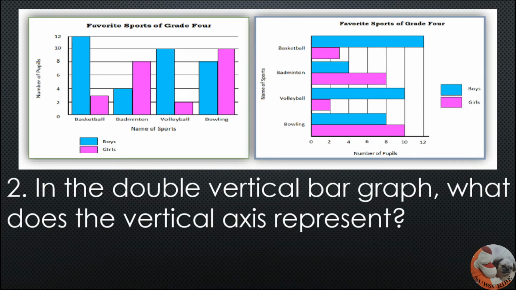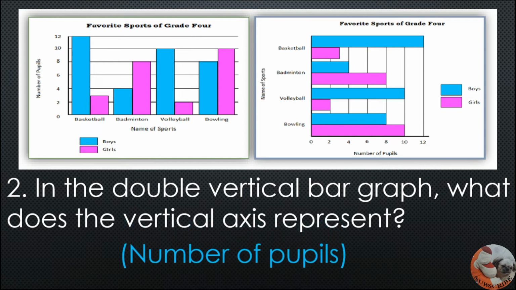Number 2. In the double vertical bar graph, what does the vertical axis represent? Here is the double vertical bar graph, and here is the vertical axis. What will be your answer? Number of pupils.